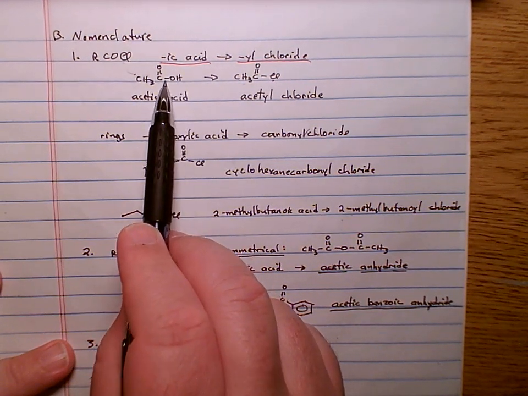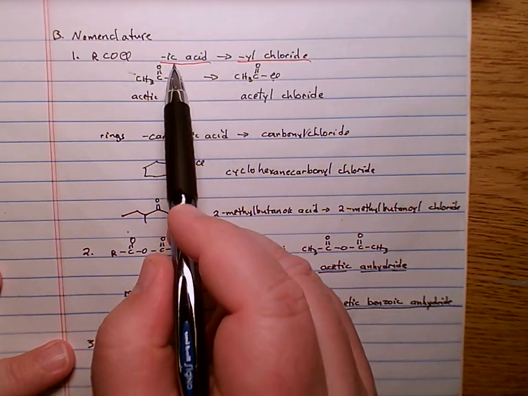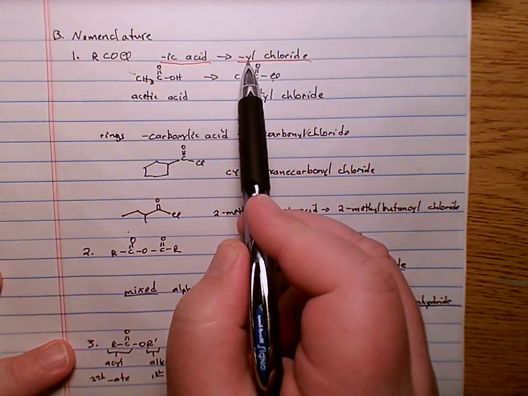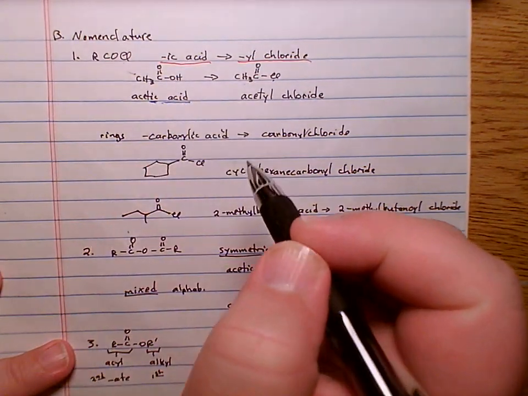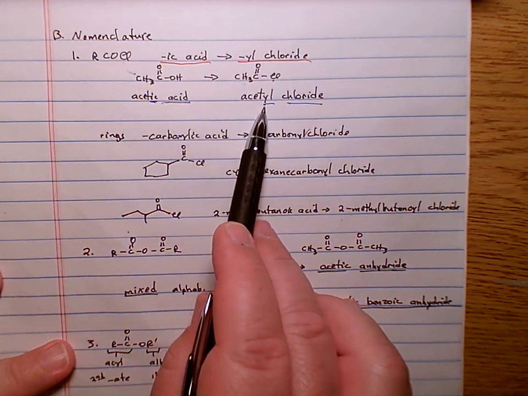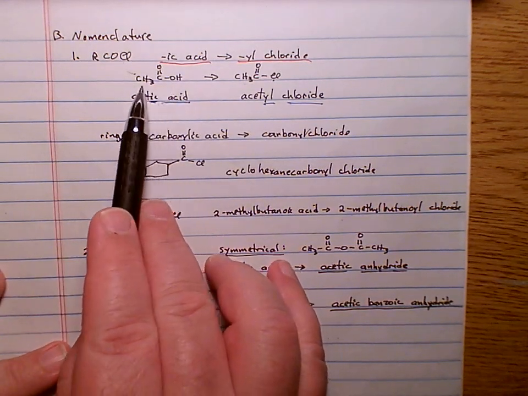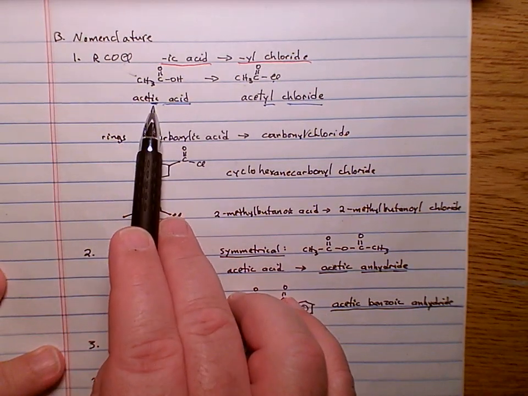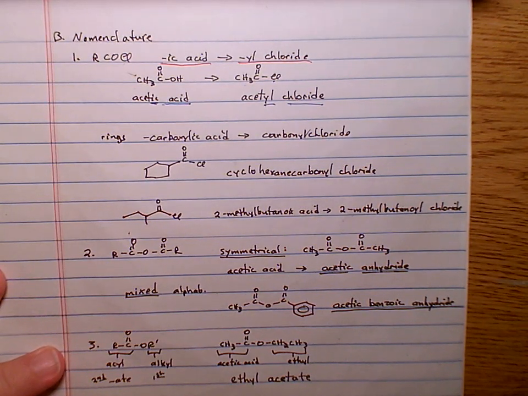And then you say, okay, but it's not a carboxylic acid. It's not acetic acid. We've got a chloride right here. So you drop the ic acid from acetic acid and add yl chloride. So this is acetyl chloride. Kind of weird. You look at the molecule, pretend it's a carboxylic acid, name it as a carboxylic acid, then change the name: drop ic acid, and add yl chloride. All right.